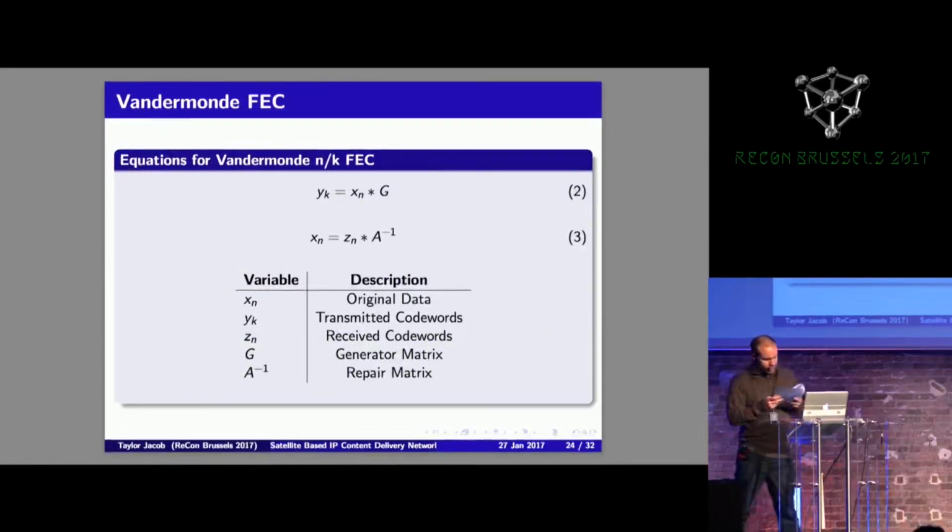So the FEC method I employed, I found out later, was called the Vandermonde FEC method. It consists of the basic equation y sub k equals x sub n times g, where y sub k are the transmitted code words. Those are all the packets with the FEC data. X sub n is the original data, and g is this n by k generator matrix. And you can get back x sub n with the following equation, which is x sub n equals z sub n times a to the minus 1, which is your repair matrix.